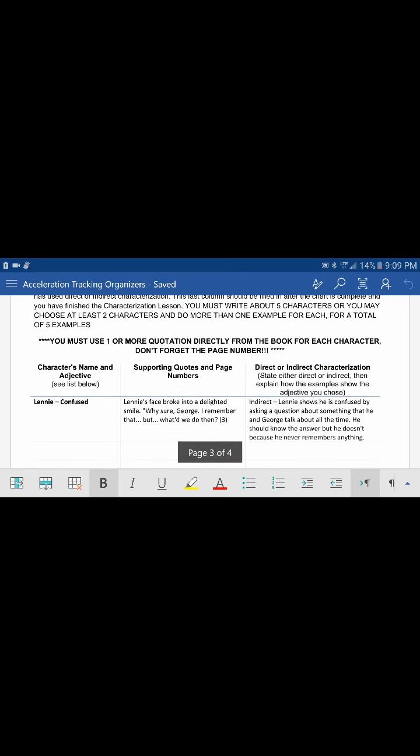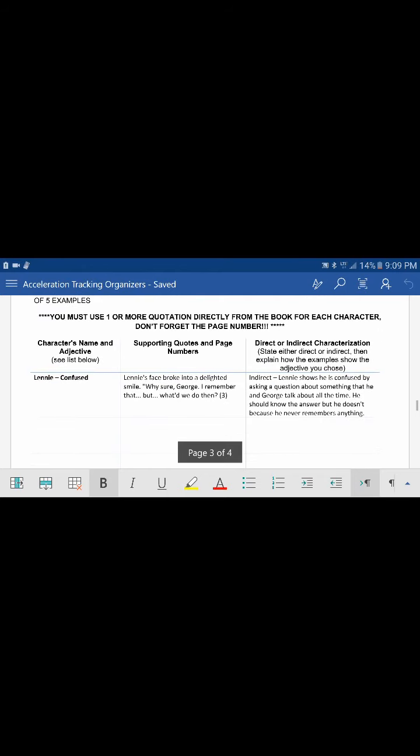So you must write about 5 characters, or you can choose at least 2 characters and do more than one example. So that would be fine. So for a total of 5 examples, what I'm really looking for is that in the first column, you're identifying a significant adjective to describe the character. And then you have really good evidence in the second column. So under supporting quotes and page numbers, it's going to be a really good quote that shows that that character is, in my example, confused.